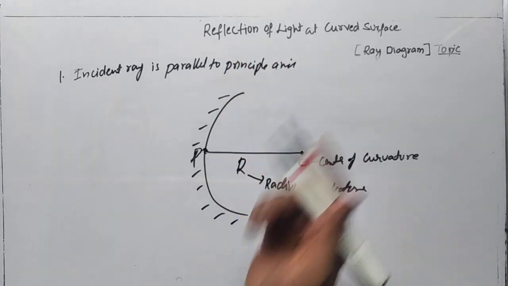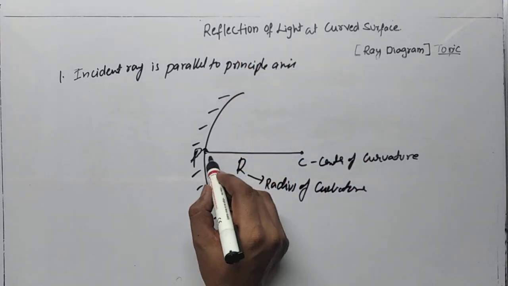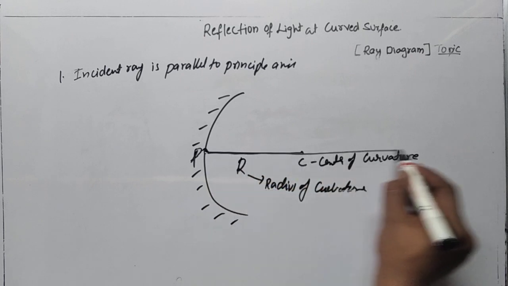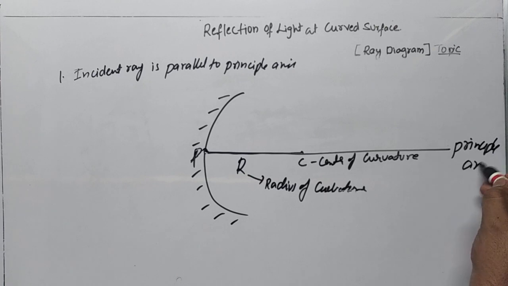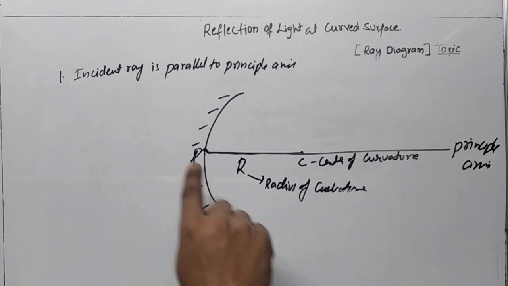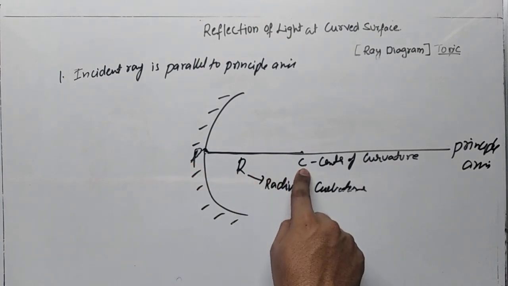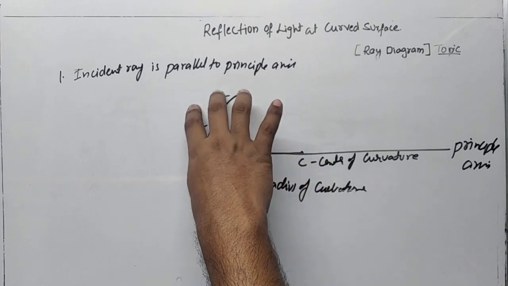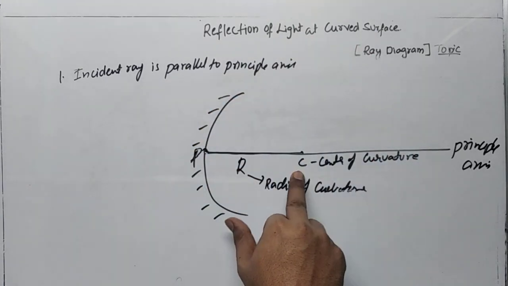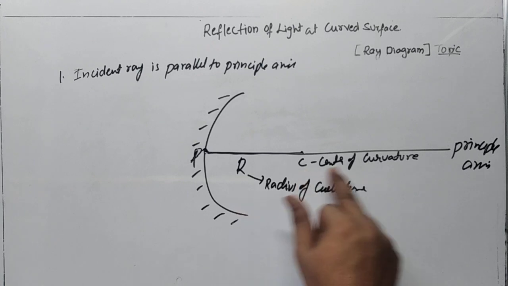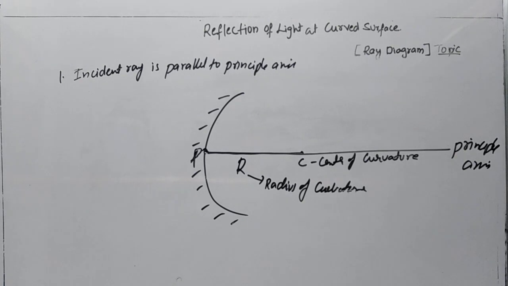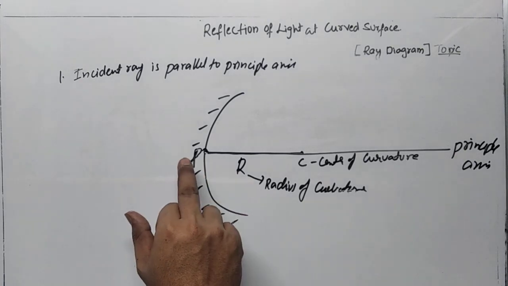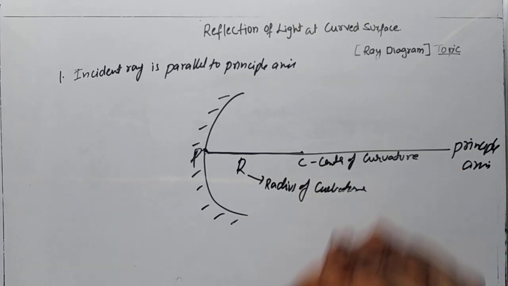And what is this principal axis? The principal axis is nothing but a line which passes through the pole and the center of curvature. This line we call the principal axis. So the midpoint of this mirror is known as the pole. Why do we have a center? Because this concave spherical mirror is a part of a big sphere. So the C, that center, is known as the center of curvature. The distance between the pole and the center is known as the radius of curvature, and the line passing from the pole through the center of curvature is known as the principal axis.